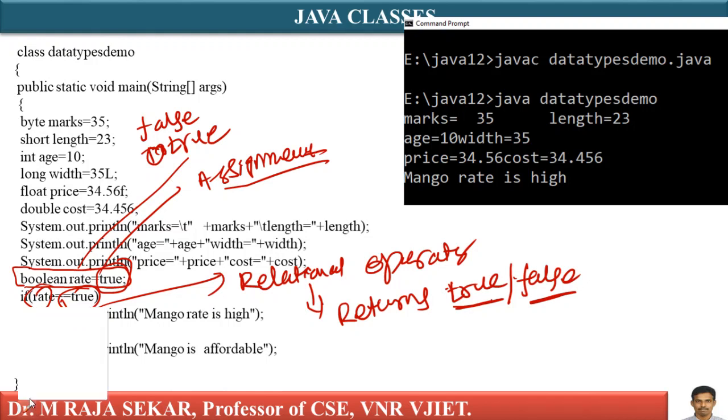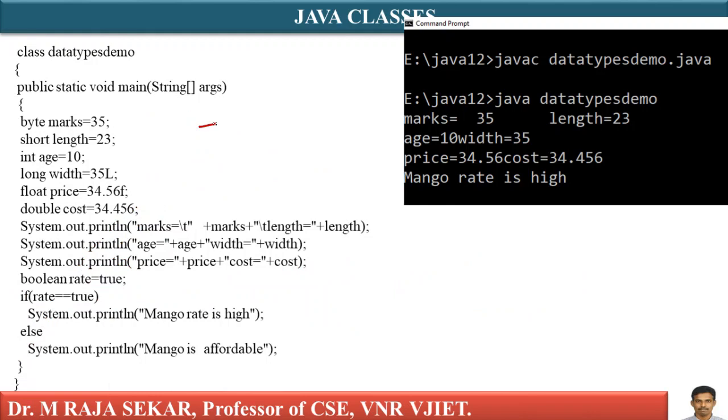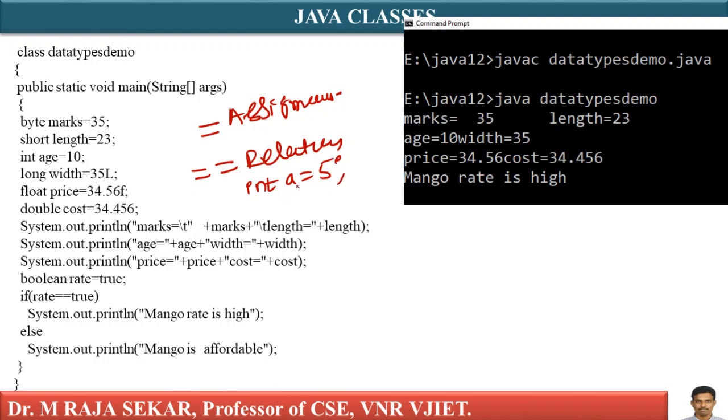Here, what is my rate? Don't get confused between single equal to and double equal to. Single equal to is the assignment operator. Double equal to is the relational operator. What is the difference? For example, let me say int a equal to 5. What is the meaning of this? 5 is assigned to a, isn't it?